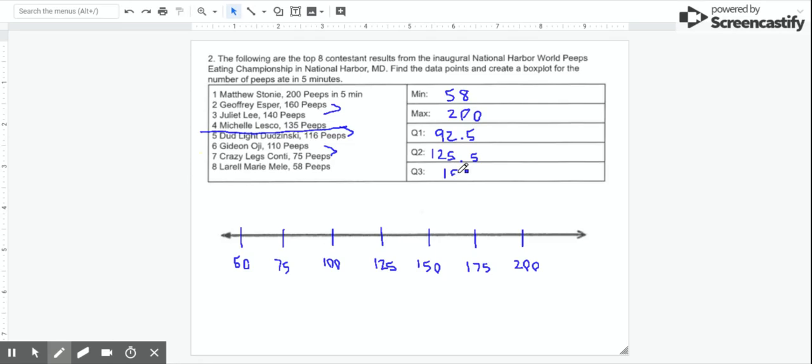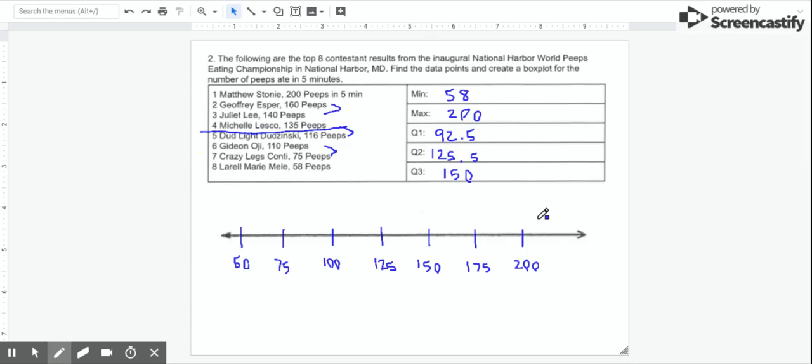Your number line is not labeled, but I labeled mine, and I counted by 25s because the data range is all the way from 58 to 200. In order to fit all of them in, I had to count by 25s unless I put my tick marks a lot closer together, which I just didn't do. So you have the minimum and the maximum. You have all of your quartiles. Remember, your quartiles make your box. Your minimum and maximum make the whiskers.